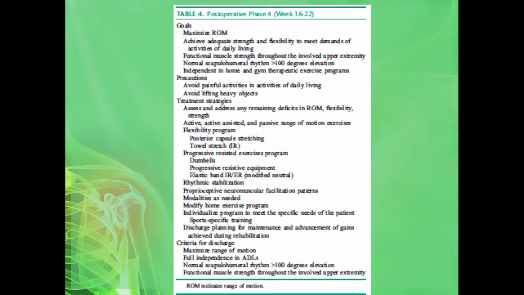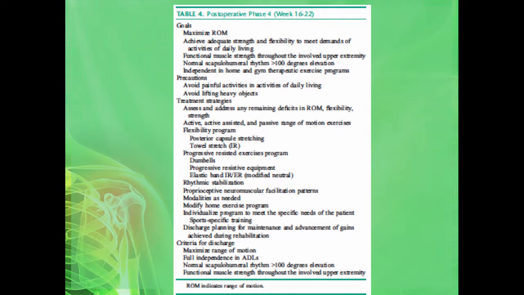Now we're moving on to 4, 5, and almost into 6 months. So here we want to really be maximizing range of motion. We want to make sure that there's functional muscle strength throughout the entire upper extremity, that we see good scapulohumeral rhythm, especially above 90 degrees of elevation. We want to still encourage our patients to avoid any activities that cause pain, and they still should be avoiding lifting heavy objects.